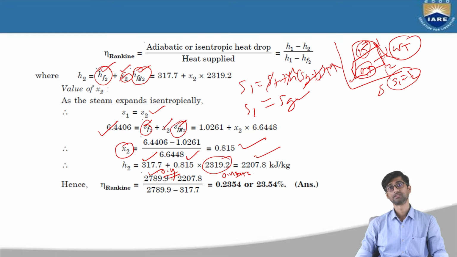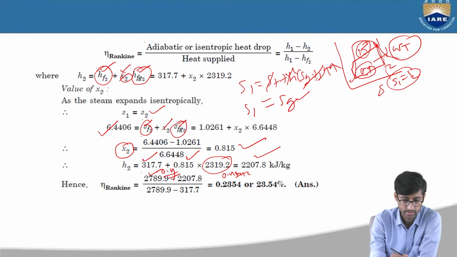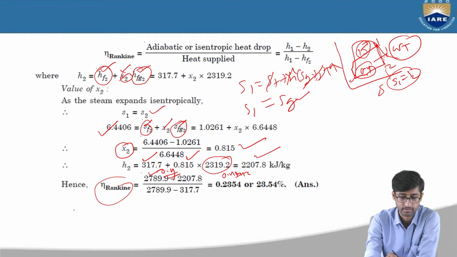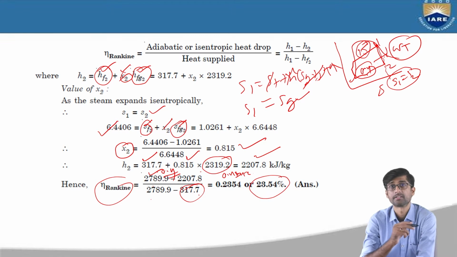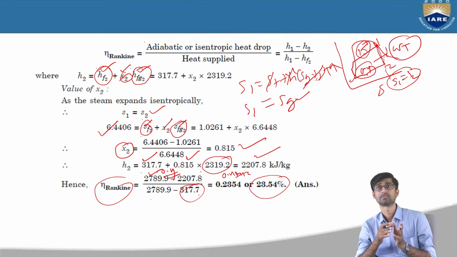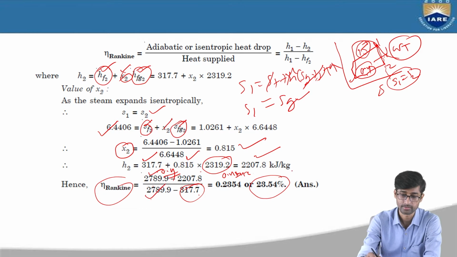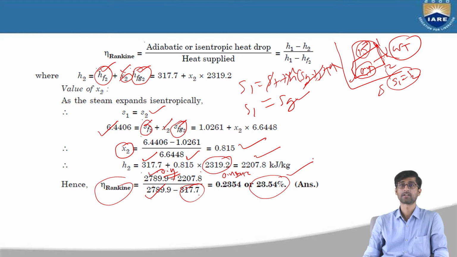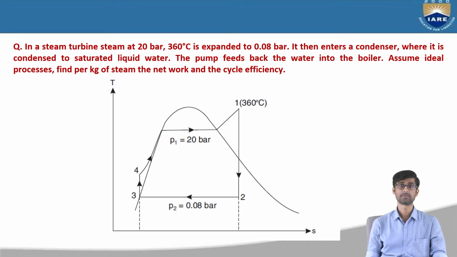Right? So after calculating the value of H2, we should calculate the efficiency of Rankine cycle here. Already H1 minus H2 over H1 minus HF2, and this is the efficiency of Rankine cycle. You put the values of H1, H2 and H4 here and you get the answer. This is the value of Rankine cycle efficiency. This is how to solve the Rankine cycle problems. Let us solve one more problem.